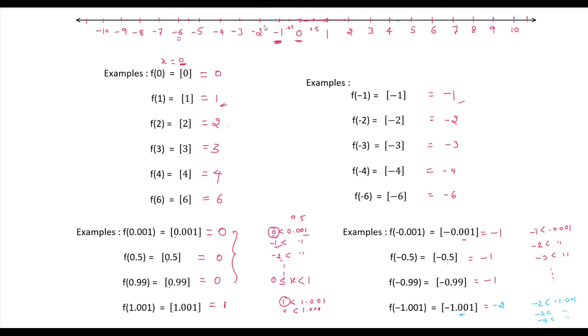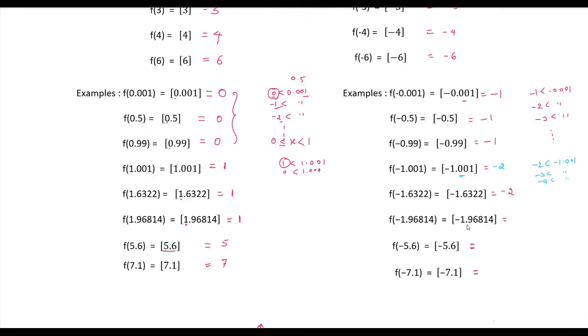Again, you consider any point here, here. For all these points, even for minus 2, the greatest integer value will be minus 2 only. Again, you check for minus 1.96814. This is minus 2 only. As for minus 2, we already checked it is an integer.